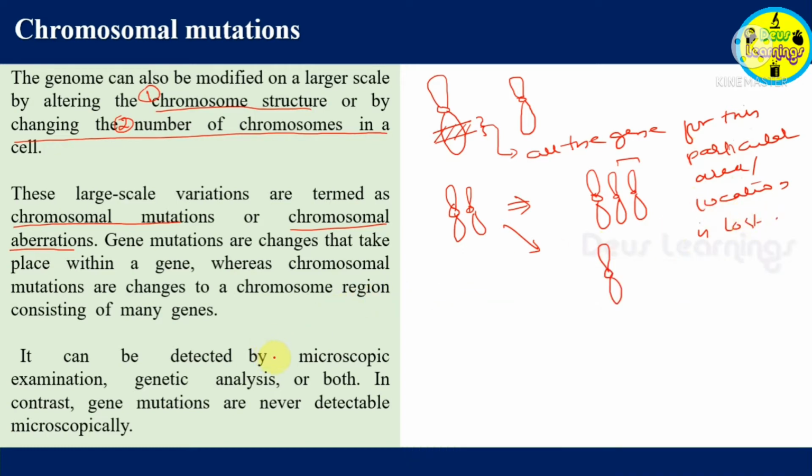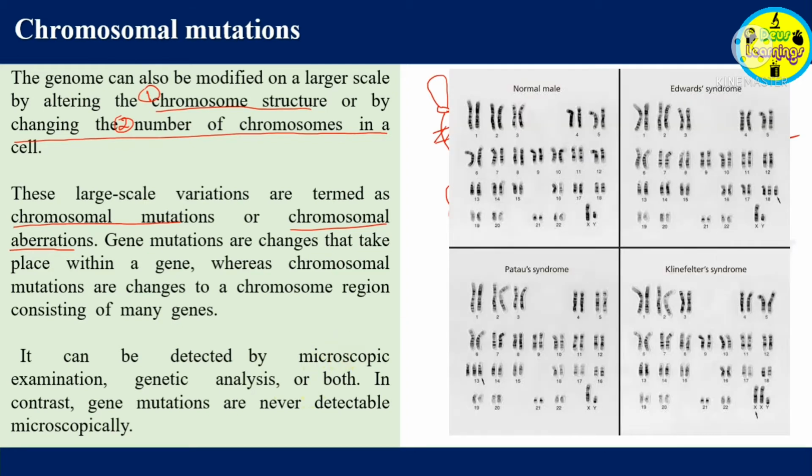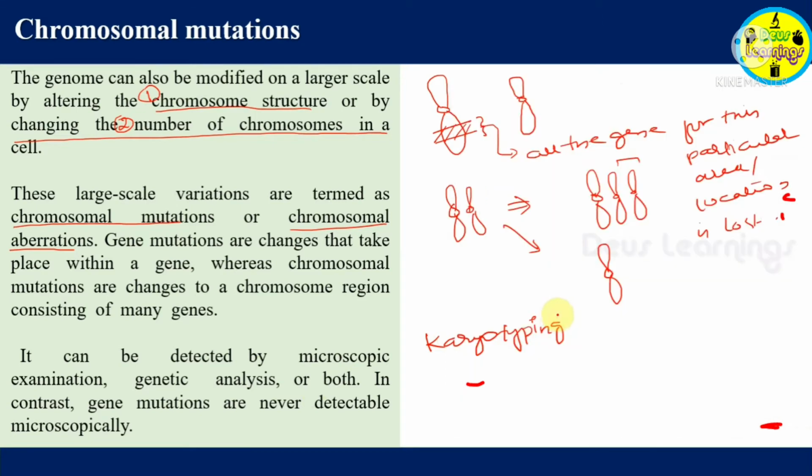Chromosomal mutations can be detected by microscopic examination, genetic analysis, or both. Using a microscope, we can see that there is a change in numbers. The numbers can be detected easily. You have to remember there is a process called karyotyping. Using karyotyping you can check where the number of chromosomes is varied, whether there is an addition or a deletion of a chromosome.